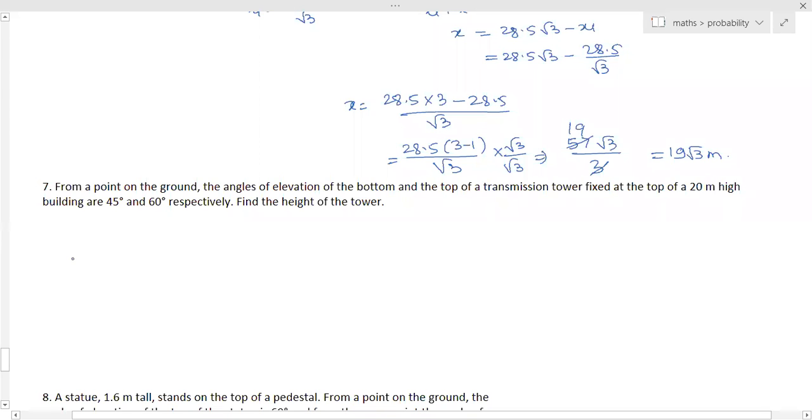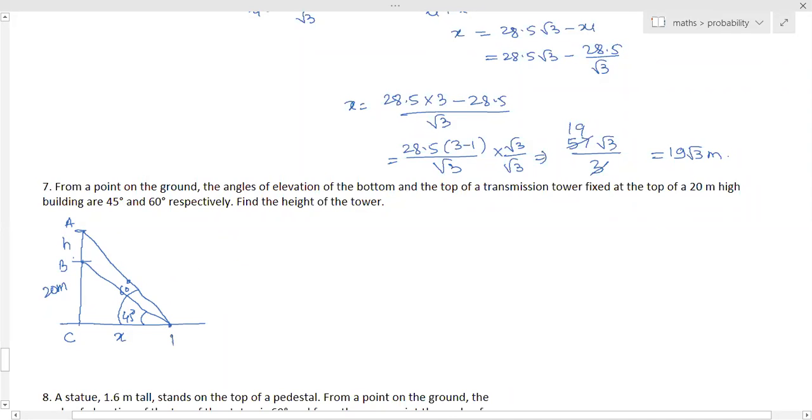Transmission tower is above the building. So this is the building, which is 20 meter. Above that, transmission tower is present. The angle of elevation of its bottom is given first, and then the top. The bottom is 45 degree and the top is 60 degree. You have to calculate height of the tower. That means AB you have to calculate. That is h. Base consider as x.